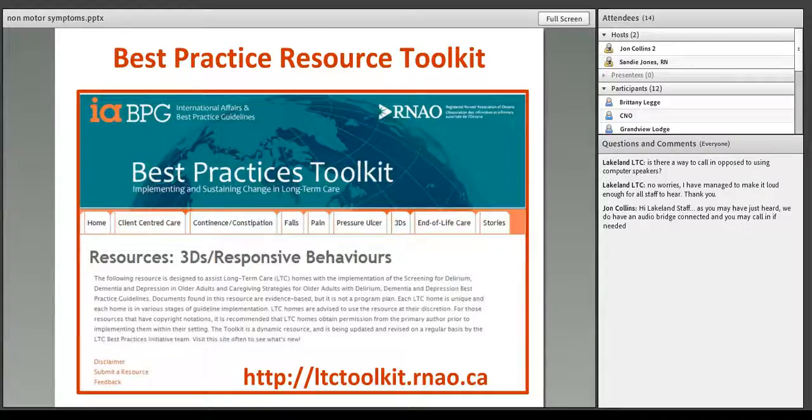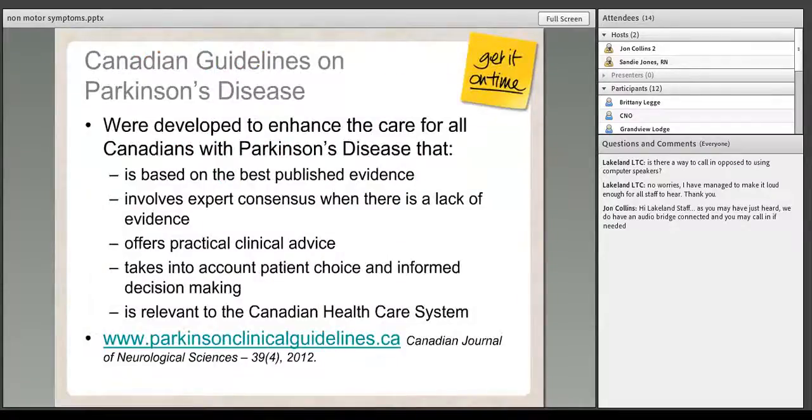And finally, I'll just mention the Canadian Guidelines on Parkinson's Disease. There are best practices that have been developed by the Parkinson Society of Canada, and they offer specific advice around how to care for people with Parkinson's based on best practice and evidence. So over to you and Sandy there.